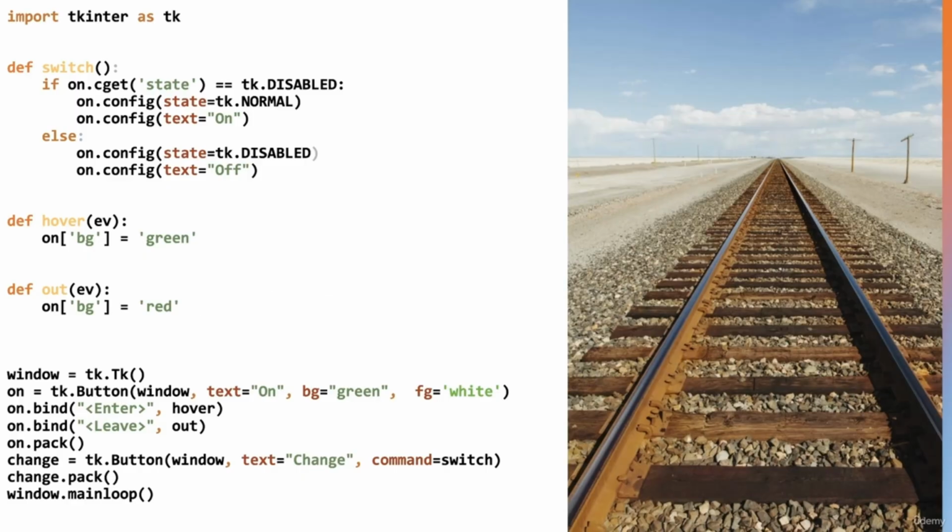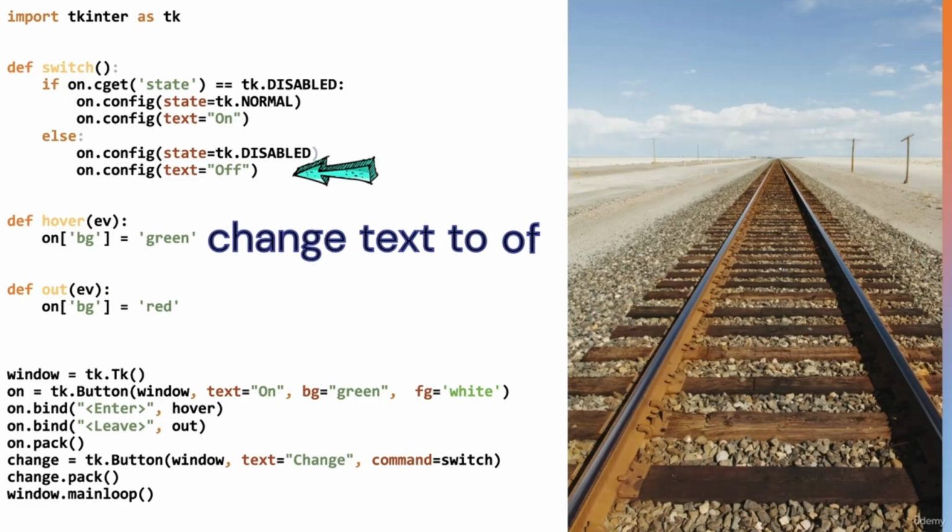Now let's take a look at our switch callback, and let me explain its inner workings. By writing the following if statement, we will check the state of our own button if it's disabled or not. We will activate it as well as apply the following text, else if it's enabled, we will disable the widget functionality as well as its text.